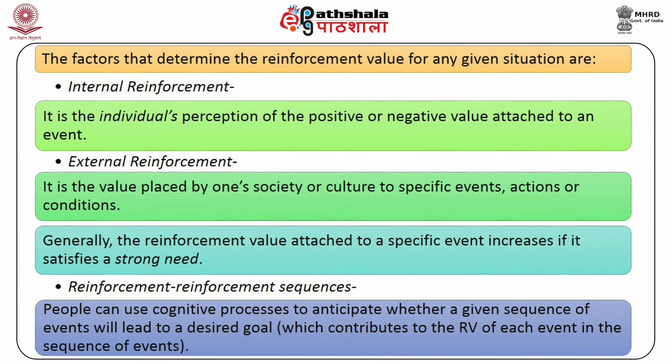The factors that determine the reinforcement value for any given situation are, first, internal reinforcement. It is the individual's perception of the positive or negative value attached to an event. Second, external reinforcement. It is the value placed by one's society or culture on specific events, actions, or conditions. Generally, the reinforcement value attached to a specific event increases if it satisfies a strong need. Reinforcement sequences. People can use cognitive processes to anticipate whether a given sequence of events will lead to a desired goal, which contributes to the RV of each event in the sequence of events.